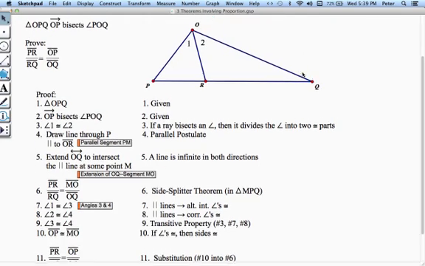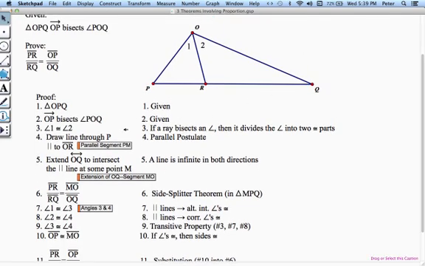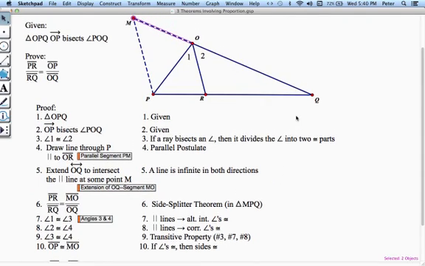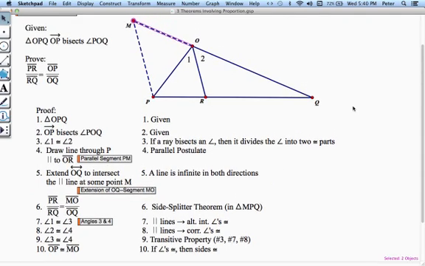All right, if we start off with the givens, we'll notice that since OR bisects the angle at POQ, angle 1 is congruent to angle 2. Well, then we're going to add a couple of auxiliary lines. The first is going to be a parallel segment to this bisector. So OR is going to be parallel to this new segment. And then we're going to extend segment OQ until it meets this parallel line at point M.